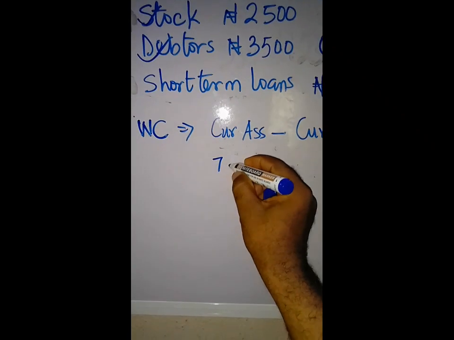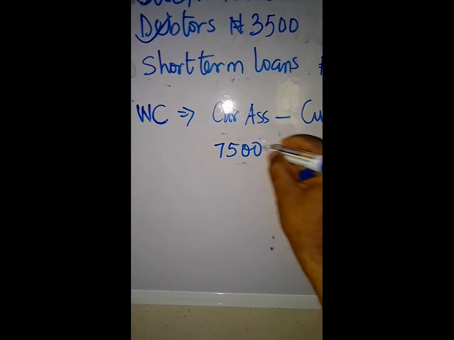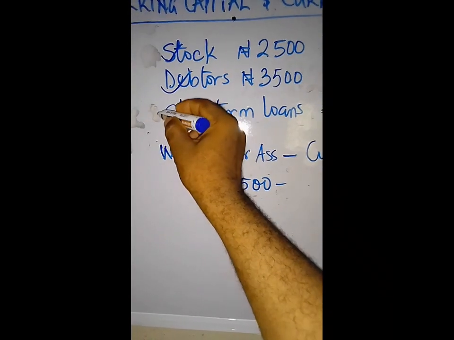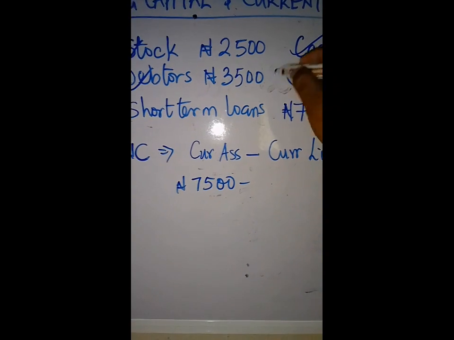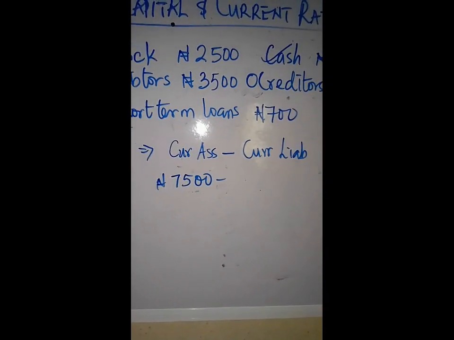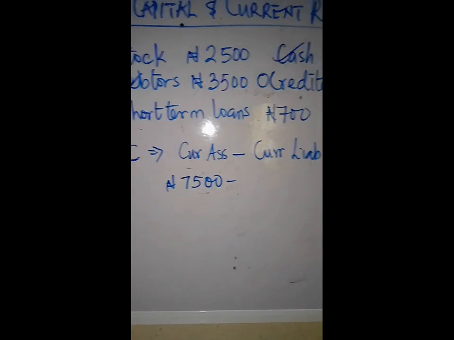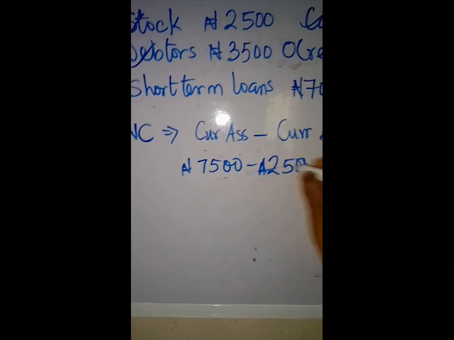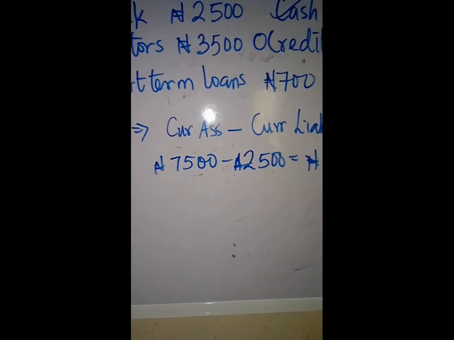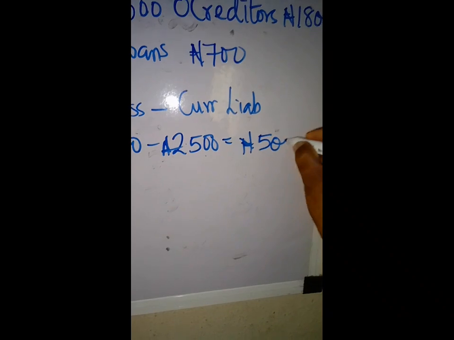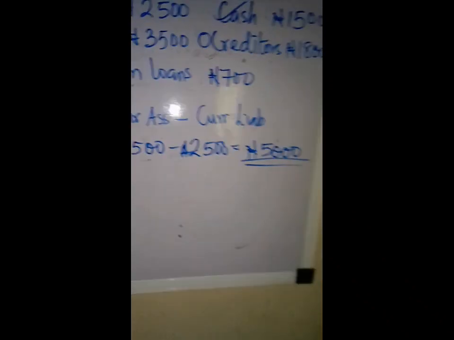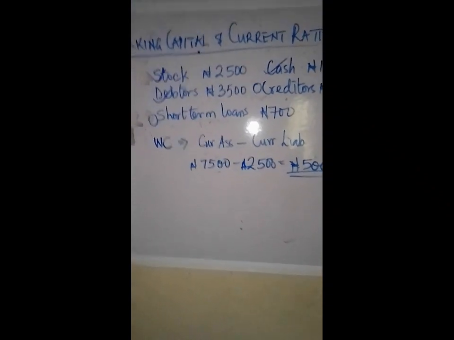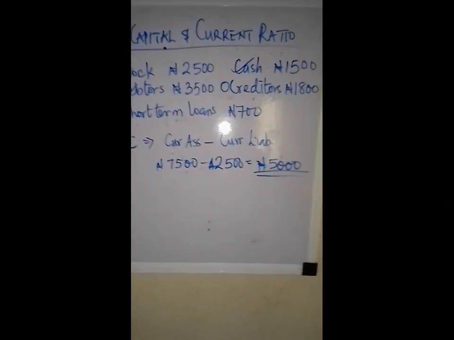So I'm going to have 7,500 minus what are my current liabilities, creditors and short-term loans. Creditors and short-term loan is 700, which is 25. So when this is minus this, I'm going to have 5,000 naira. So this is my working capital. That means I can settle my debtors and still have something to remain in the business.